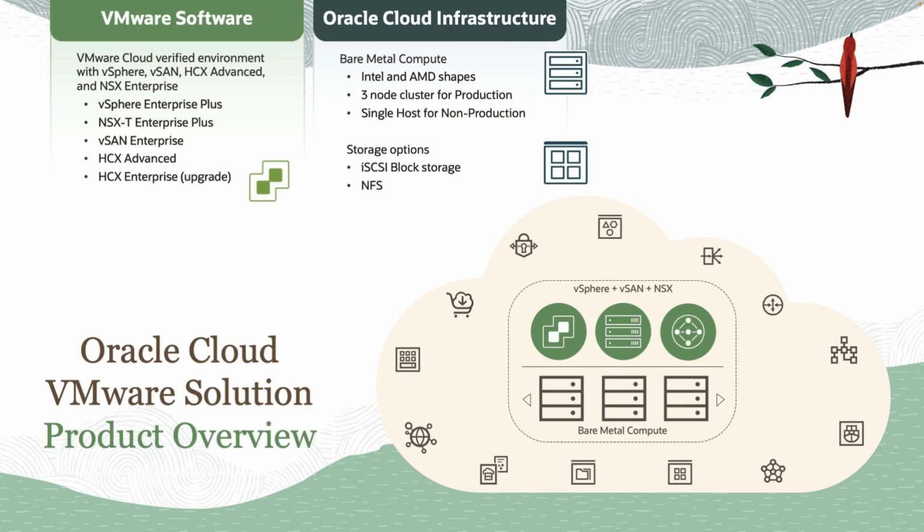While VMware vSAN is a storage option in OCVS, there are other storage options provided through OCI. The VMware stack and the workloads can be deployed over an iSCSI-based block storage. There is also NFS-based storage. As an example, you can use the Oracle Linux storage appliance as a file storage.